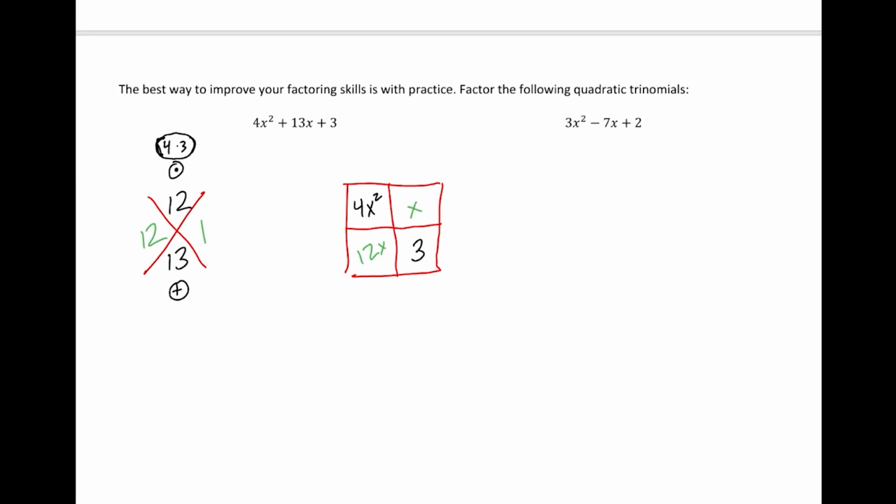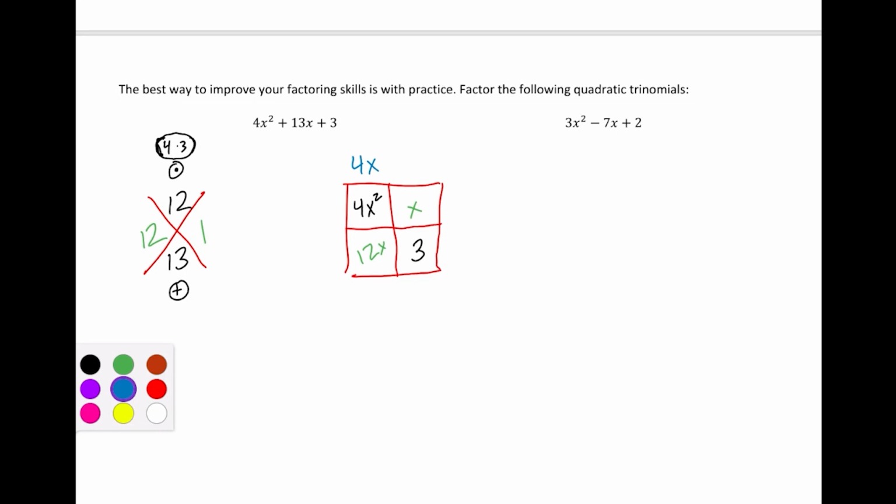And now I'm just going to go through each column and each row and find the GCFs. So the GCF of that first column, we've got 4x squared and 12x. The GCF there is 4x. Both 4 and 12 are divisible by 4, and they both have an x.